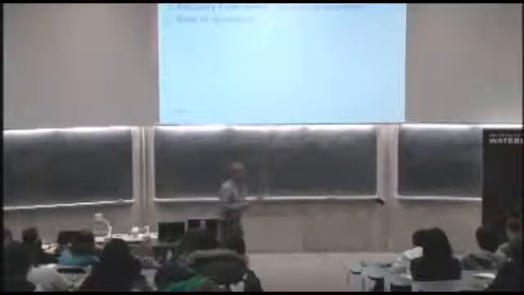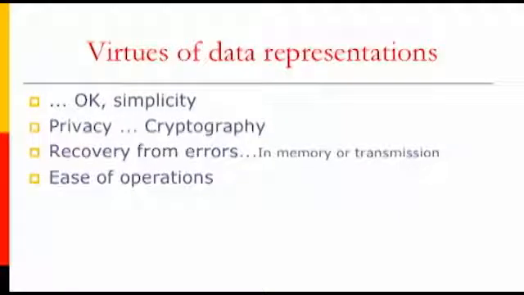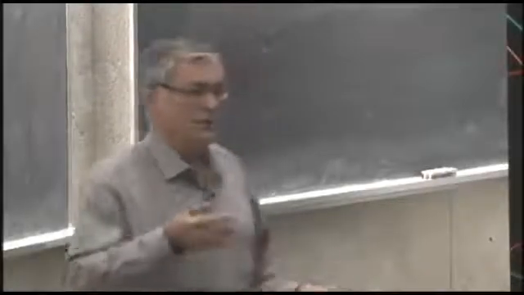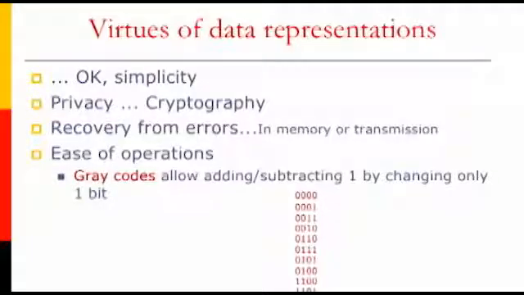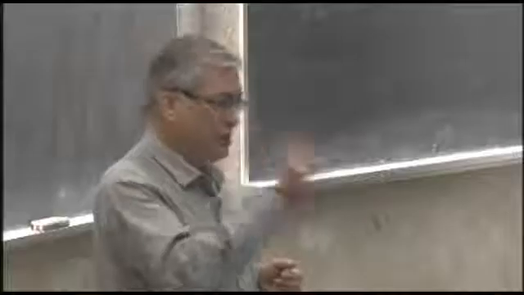Another thing you might like to have is being able to do operations easily. Some representations can be convenient to work with, others aren't. I'm just going to give one minor little example of something that's kind of cool. A thing called a Gray code, and it's not that important, but it's an easy one to grasp. What I want to do is represent numbers starting at 0, and I want to be able to add 1 or subtract 1. Well, add 1. And every time I add 1 to my number, I just want to flip 1 bit.